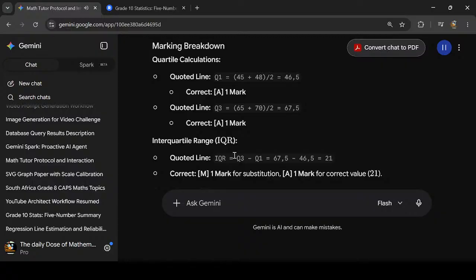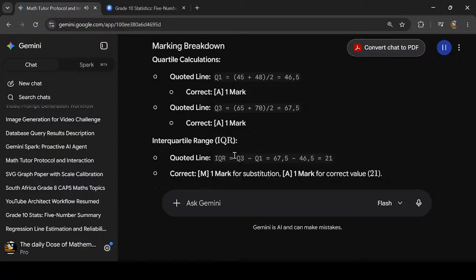Q3 equals (65 + 70) / 2 equals 67.5. Correct. A, 1 mark. Interquartile range, IQR. IQR equals Q3 minus Q1 equals 67.5 minus 46.5 equals 21. Correct. M, 1 mark for substitution. A, 1 mark for the correct value, 21.